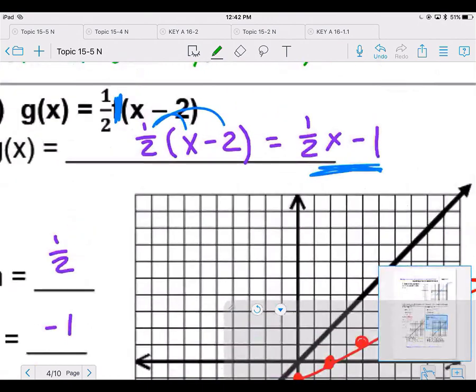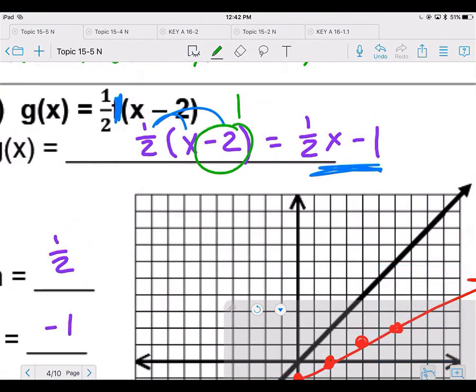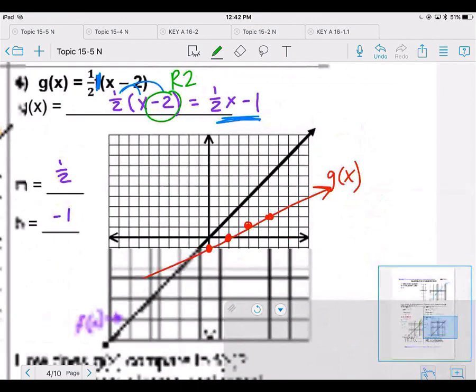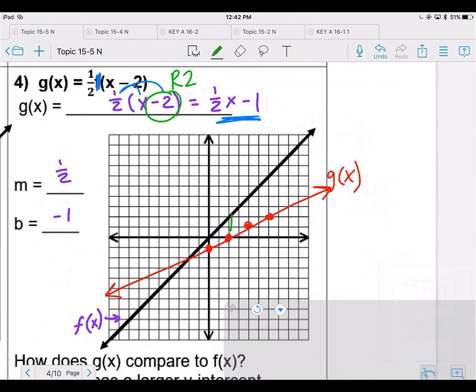Now when we had quadratics, -2 in parentheses meant that our x was going to move to the right 2, and look where it hits the x-axis. It goes to the right 2.